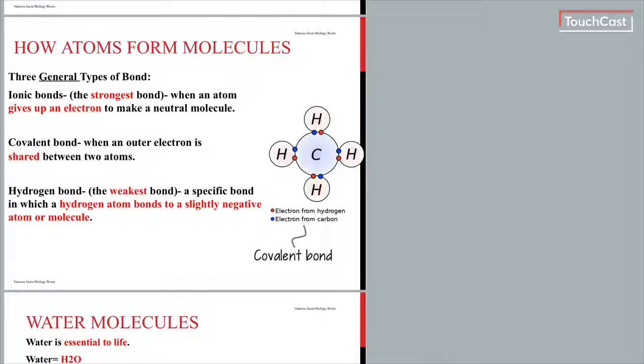Now that we've talked about atoms, we want to learn how they form different molecules, and they do this by creating bonds. There are 3 basic bond types: ionic bonds, which are the strongest, and this is when an atom gives up an electron to make a neutral molecule. There's a covalent bond, which is when outer electrons are shared between 2 atoms, as you see in this carbon and hydrogen structure on our right. And then we have a hydrogen bond, and these are the weakest bonds. A specific bond in which hydrogen atoms bond to a slightly negative atom of our molecule.